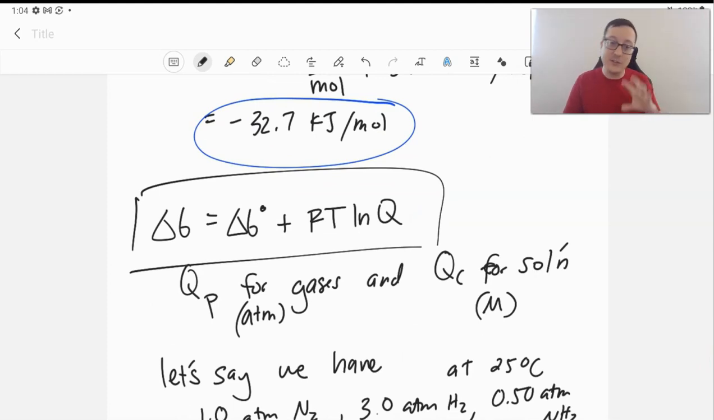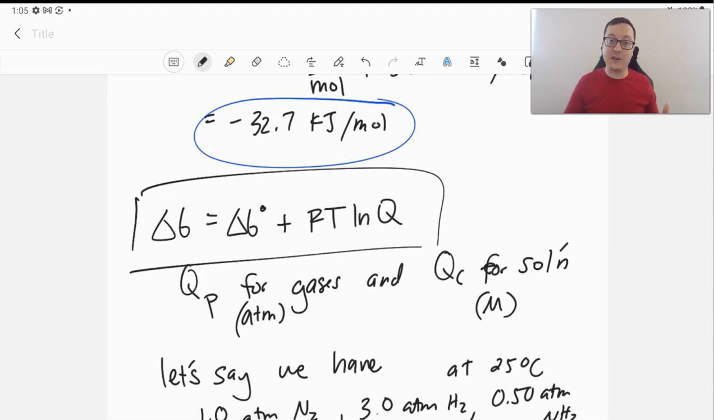At standard conditions, delta G is equal to delta G naught because Q will be 1. Everything will be 1 atmosphere. So it doesn't matter what our exponents are, everything will cancel out. We'll have 1 as our Q. Natural log of 1 is 0, meaning the RT ln Q becomes 0. And so delta G is delta G naught at standard conditions.